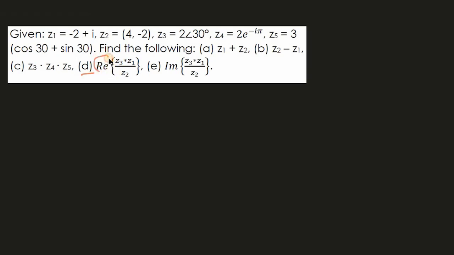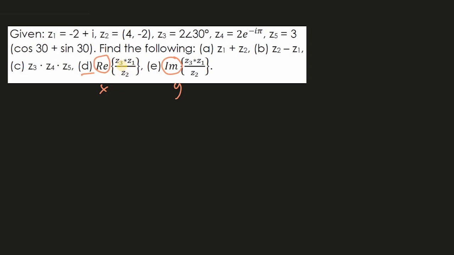Kung mapapansin yung word na re, when that appears in a question, re stands for real number. IM stands for imaginary number. So ano ba yung mga to? When it is asking for the re or the real part of the complex number, it is actually finding for the value of the x. While when it's finding for the imaginary number, it's actually finding for the value of y. Ito yung kasama ng I, yung number na kasama ng I. Ito naman yung number na walang kasabay na I.